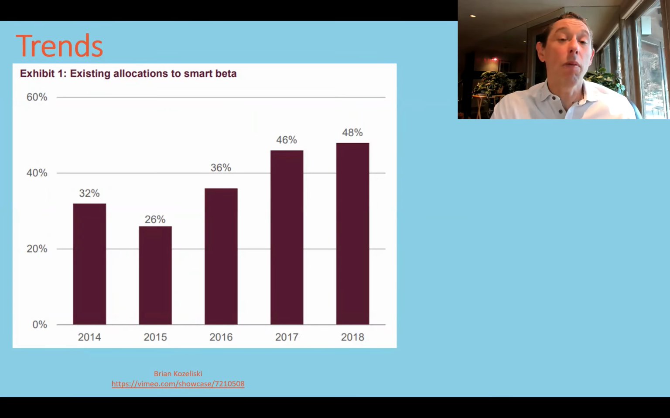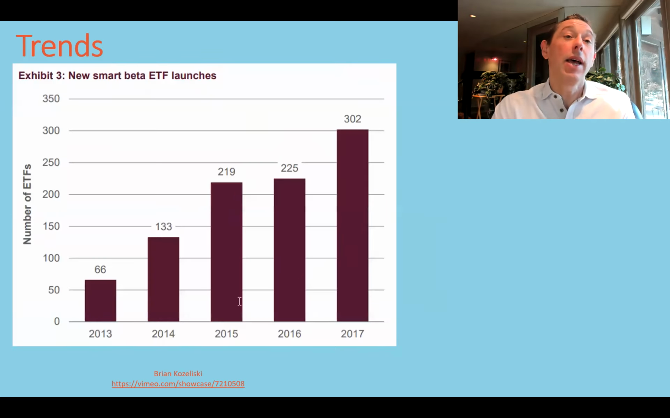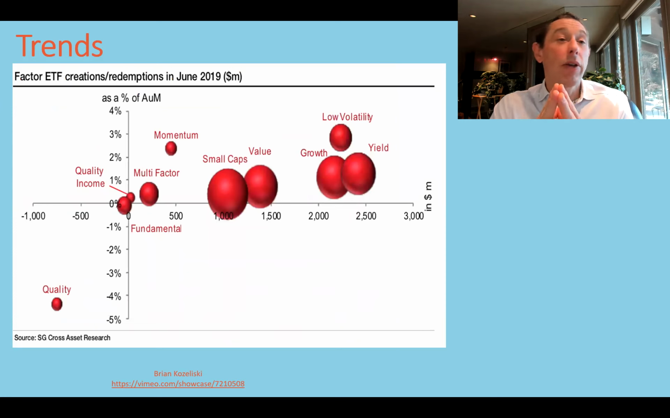Trend wise, money going into smart beta products is on the rise. It's a little bit dated, but you're going to see the same kind of patterns in terms of allocations to smart beta, in terms of AUM associated with smart beta, in terms of new products being launched. There are more and more smart beta products out there. And again, you can see here the different strategies, what's growing and what's not growing.